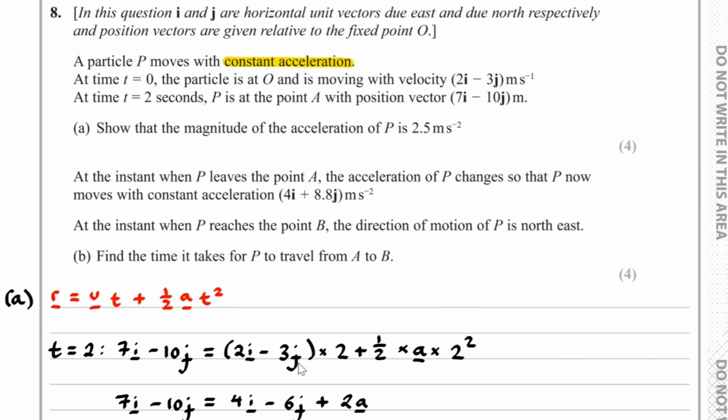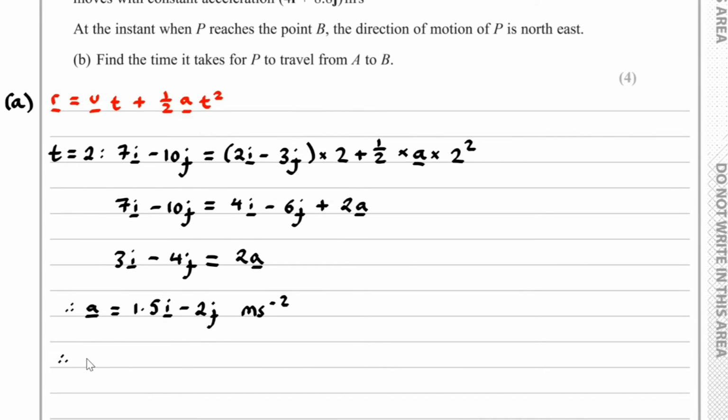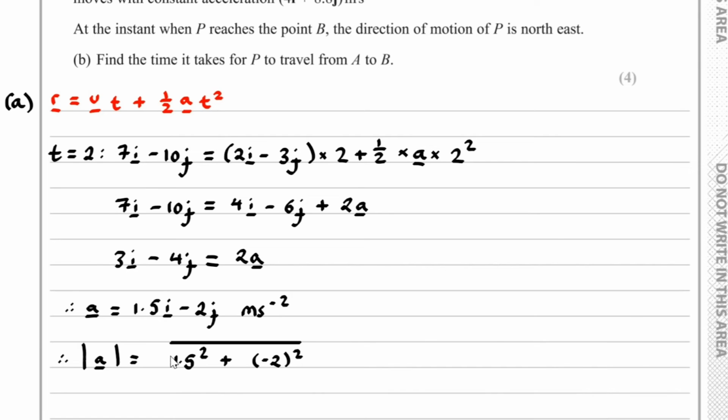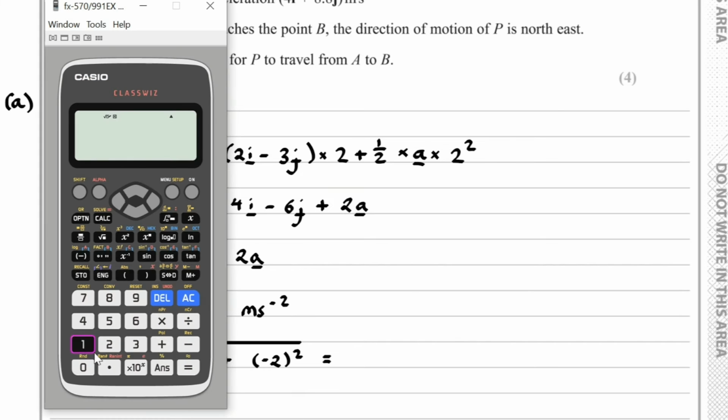What we need to do is find the magnitude of the acceleration. So the magnitude of the acceleration, we have 1.5 squared plus negative 2 squared, and then square rooted. And if I work out what this is, we get 2.5 meters per second squared for the acceleration.